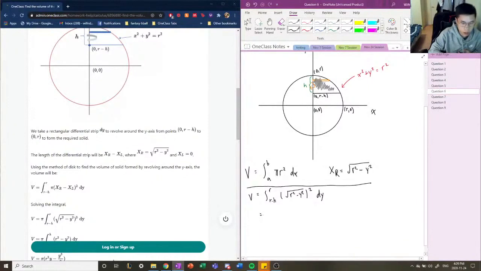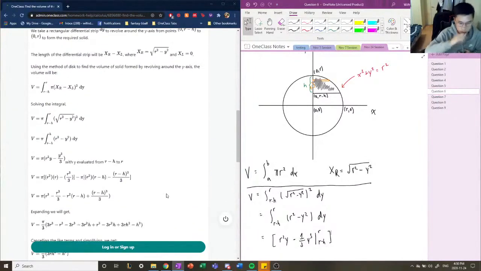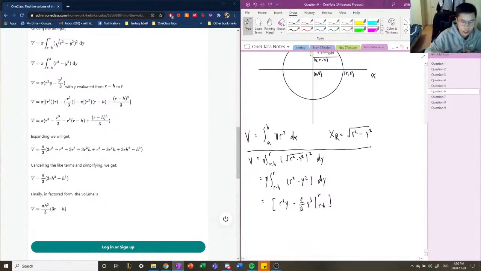If we were to simplify this, we would get the integral from r to r minus h of r squared minus y squared dy. And if we were to integrate this further, we use our power rule here, so we get r squared y minus 1/3 y cubed, from r to r minus h. Also, don't forget our pi here. I forgot that. Now we're going to need to evaluate this definite integral.